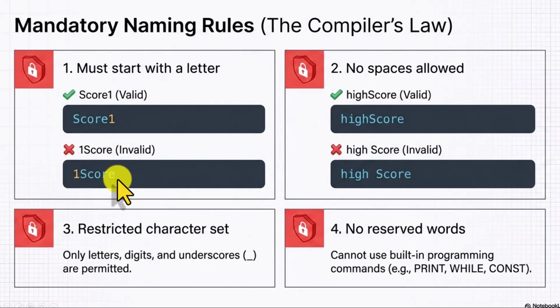One score, that is invalid. No spaces allowed. Not only spaces, any kind of special character other than underscore is not allowed. So high score is accepted, high space score is not accepted, and for characters, only letters, digits, and underscores are permitted, and no reserved words. Reserved words or keywords of any language are not allowed to be used as identifiers. So there are rules. If you do not follow them, you will face runtime errors.